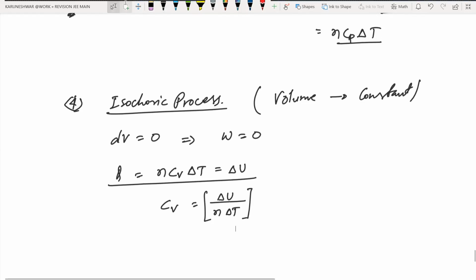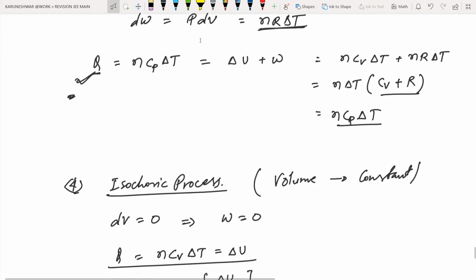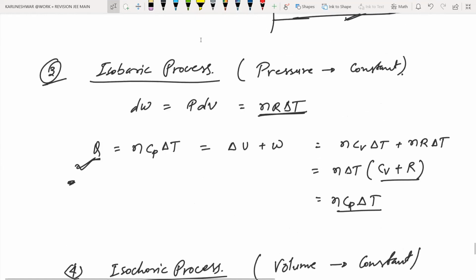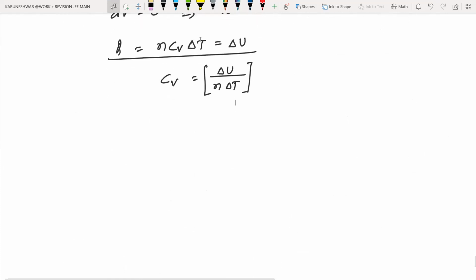Now isocoric process में ये चीज ध्यान रखेंगे कि वर्क डन जीरो होगा, और जो हीट आप सप्लाई कर रहे हैं वो हीट जो है आपका टोटल चेंज इन इंटरनल एनर्जी में जा रहा है। आइसोबारिक में हमने देखा था कि जो भी हीट हम लोग सप्लाई कर रहे हैं, तो वो हीट जो है आपका वर्क डन में और चेंज इन इंटरनल एनर्जी दोनों में जा रहा है। इसमें बस चेंज इन इंटरनल एनर्जी में जा रहा है.